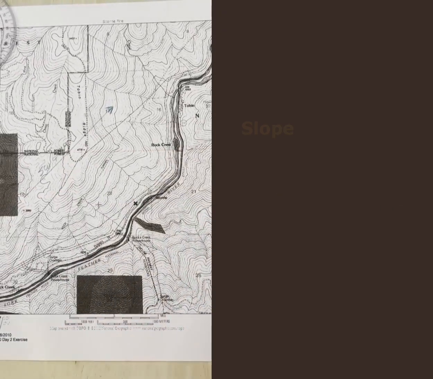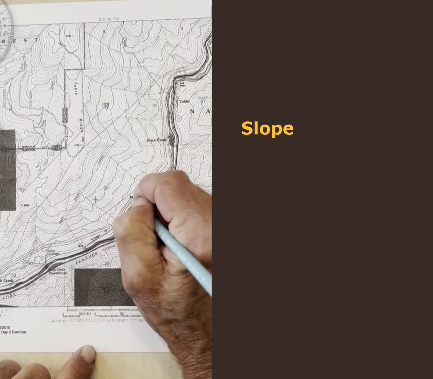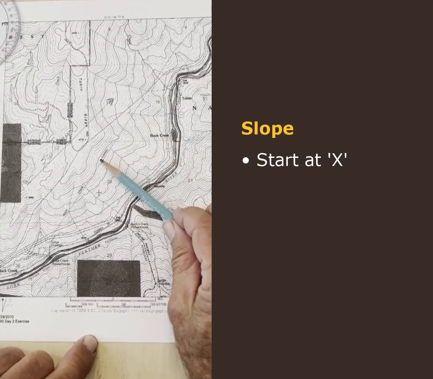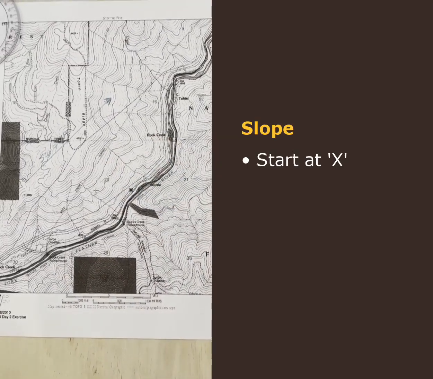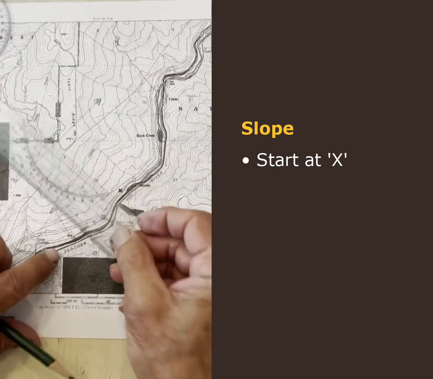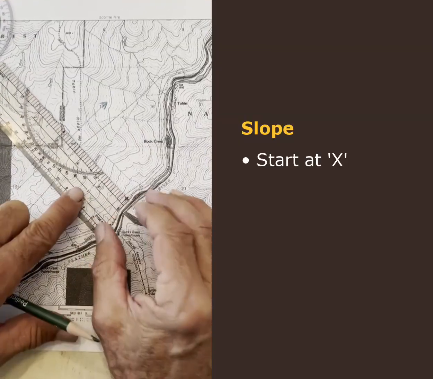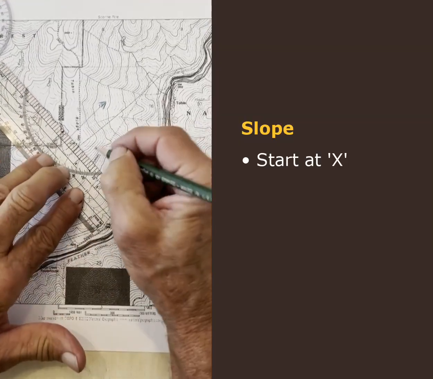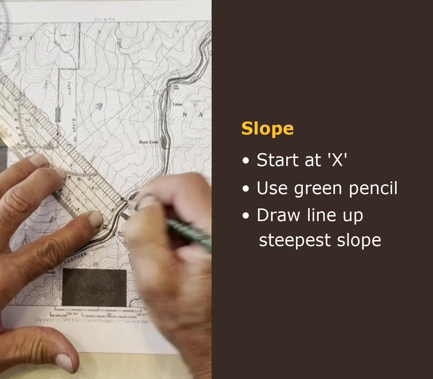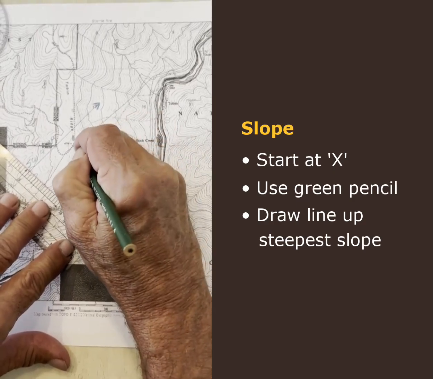So the next thing we want to do is figure out what our slope is. And for that, again, the fire is started at this X. We'll notice that the steepest slopes go in this direction. So again, as part of our organization, we'll take our ruler from the X, and we'll just take a green pencil and just draw a line up. And we'll label that line slope.